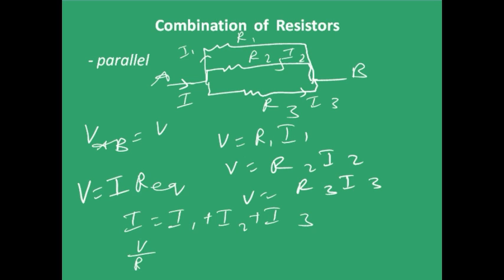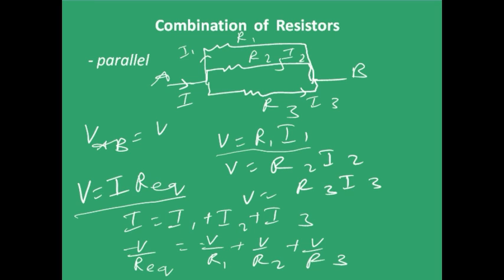So, I'll just replace the I terms with V by R terms. I can write I as V by R equivalent from this equation, and I can write I1 as V by R1 from this equation. Similarly, I2 as V by R2 and I3 as V by R3. All these V terms get cancelled, and I have the formula as 1 by R equivalent is equal to 1 by R1 plus 1 by R2 plus 1 by R3. This is the case when I have three resistors connected in parallel.